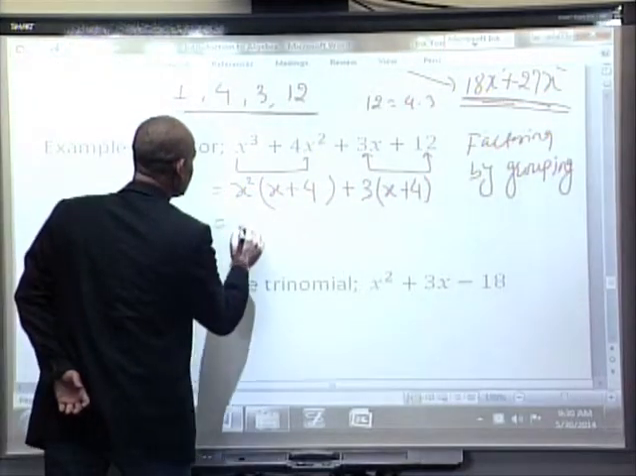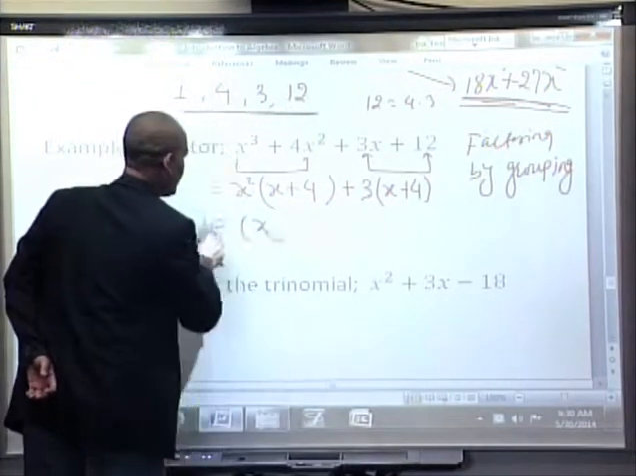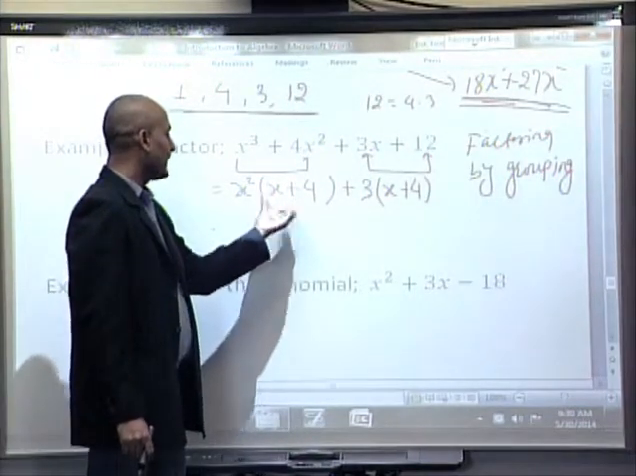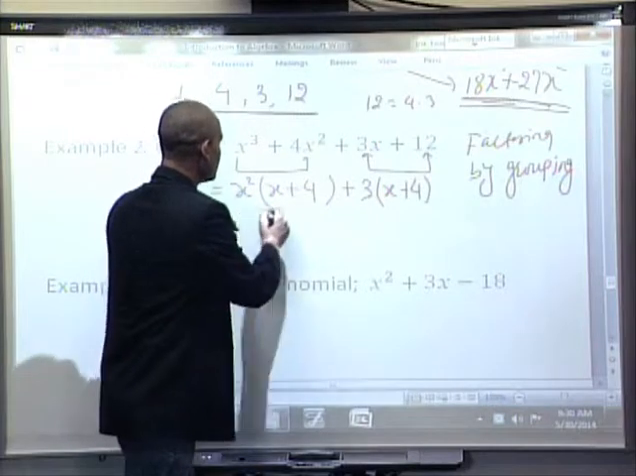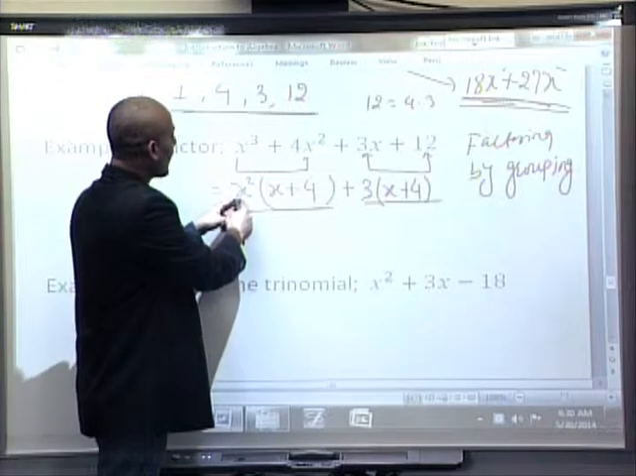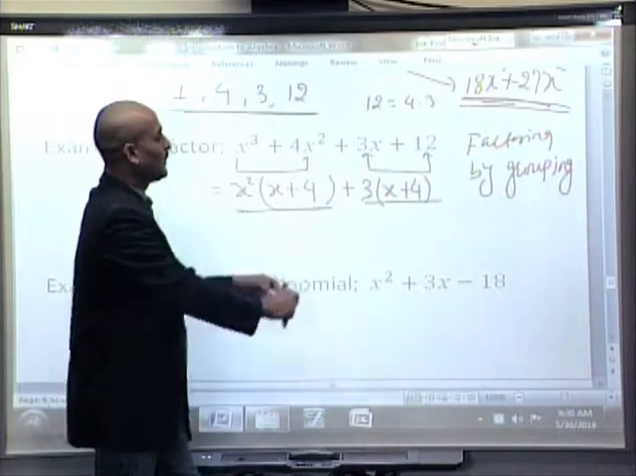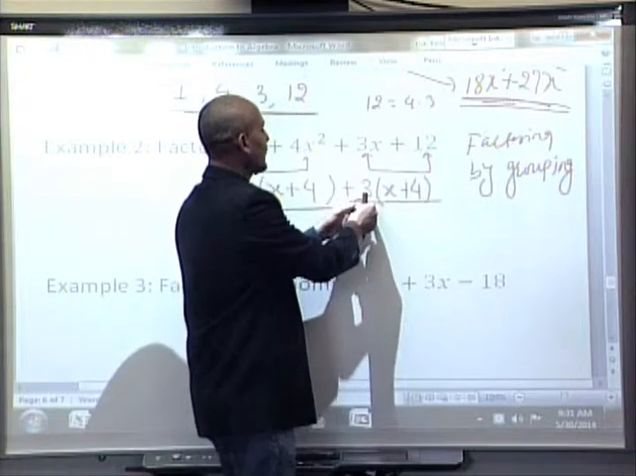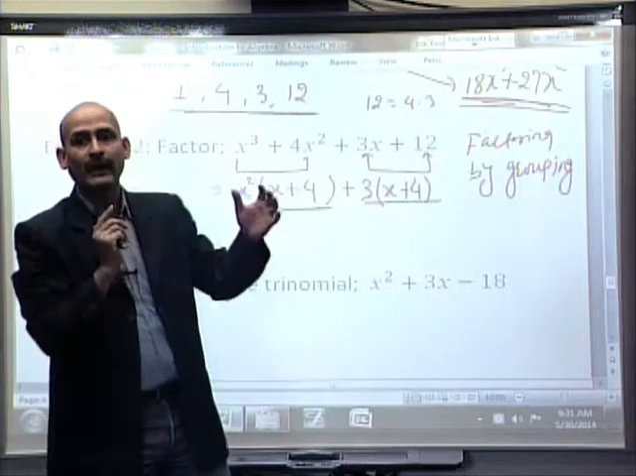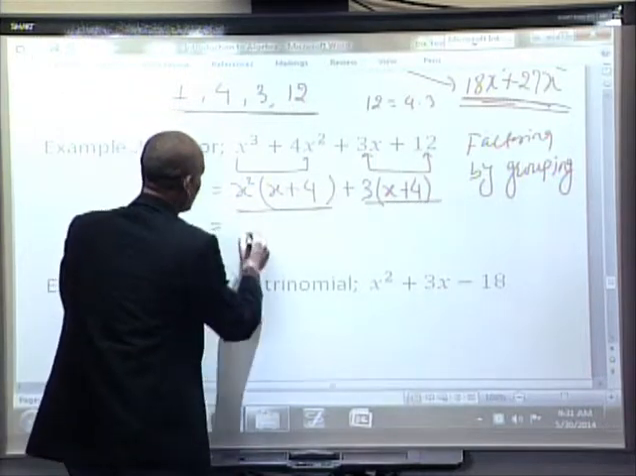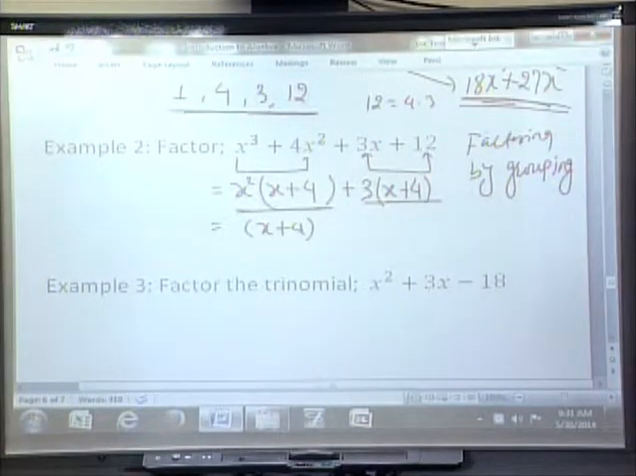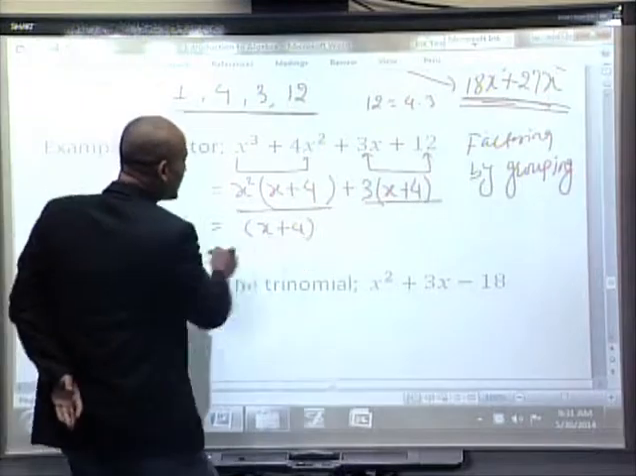Now, maybe we need a little explanation here. If you look at this place, there are two terms. The first quantity has two factors, one is x squared, another is x plus 4. The second quantity has two factors, one is 3, another is x plus 4. So x plus 4 is the common factor in these two quantities. So we will factor that quantity out. x plus 4, being the common factor, is factored out.